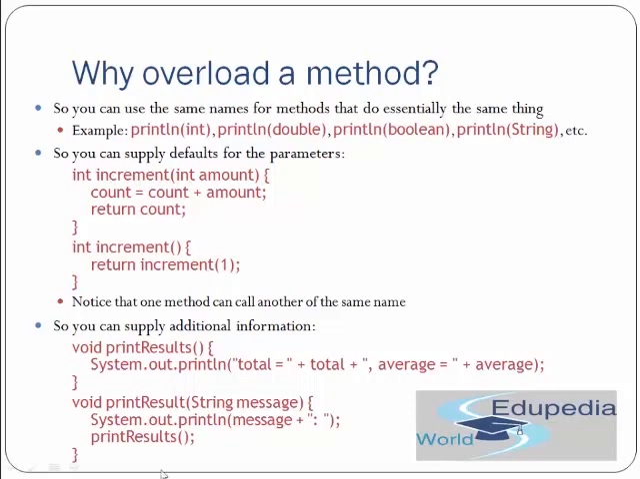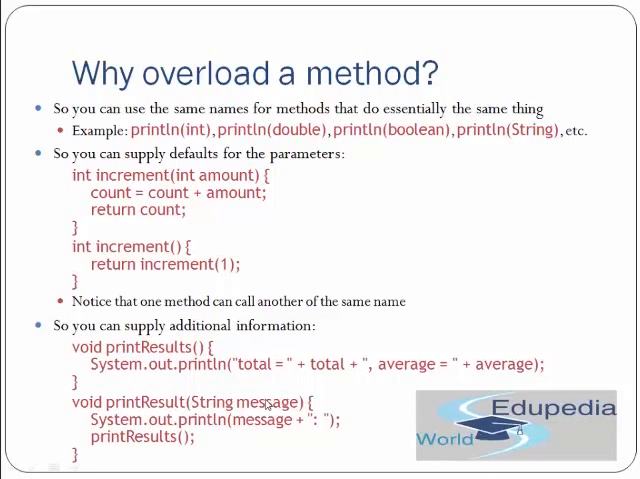There's another case where you can supply additional information. This is void printResult with total and average. And then we also have another void printResult which takes a message, and then it is calling printResult. Sometimes maybe you don't want to print any message, and sometimes there is some defined message that you want to print. So if there is a defined message, you can call printResult with the message. Otherwise, you can simply call this one.